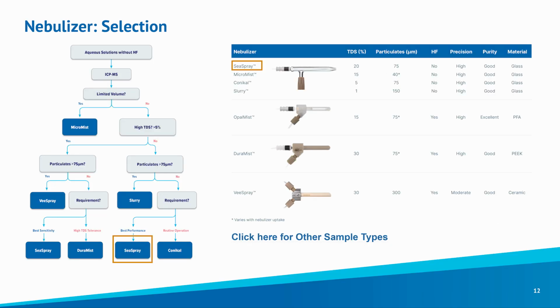Now let's move on to nebulizers. The most common nebulizer designs are concentric and V-groove. V-groove nebulizers produce larger droplets, which can reduce precision and efficiency. These droplets may not fully desolvate in the plasma, leading to matrix effects and reduced robustness. Concentric nebulizers, on the other hand, create smaller, more uniform droplets, resulting in higher transfer efficiency, better sensitivity, and improved precision. However, concentric designs are more prone to clogging when samples contain particulates, whereas V-groove designs handle particulates better.